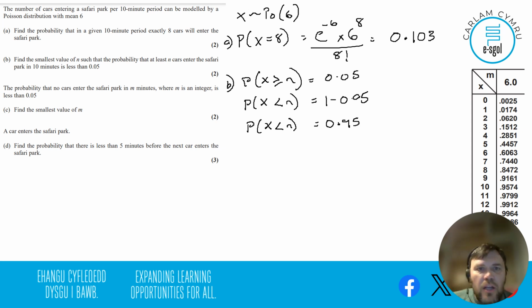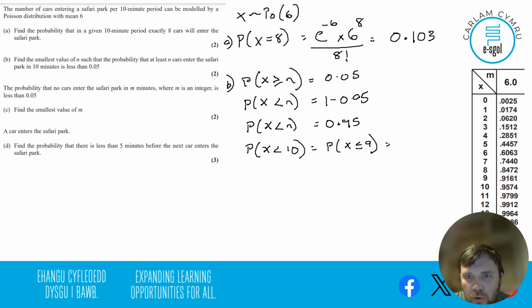So what we need to then look at, we have our lambda as 6. So what we need to look down here is where is the first place where we have it less than 0.95. Let's try a couple. If we say 10 here, the probability of x being less than 10 is equal to the probability that x is less than or equal to 9, and x is 0.9161. Well, that's not the same value as 0.95.